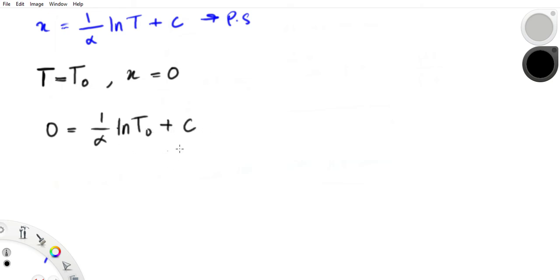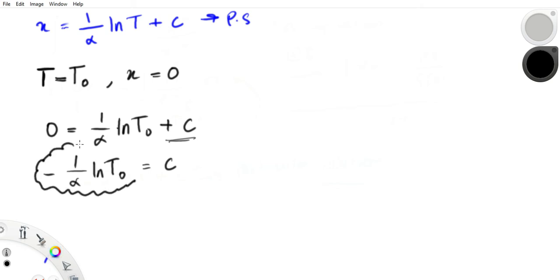Okay, now let's derive c. c would just be, well, you just flip all of that to the other side, it'll just be negative 1 over alpha ln t0 equals c. Okay, now what we have to do is plug this into that.